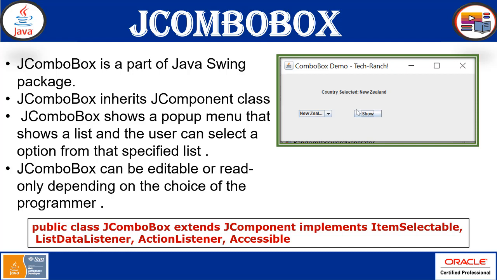JComboBox is a type of graphical user interface which is a part of the Java Swing package that inherits the JComponent class and implements dependent interfaces for overriding their methods. This feature shows a pop-up menu with a list, and the user can select an option from that specified list. JComboBox can be editable or read-only depending on the choice of the programmer.